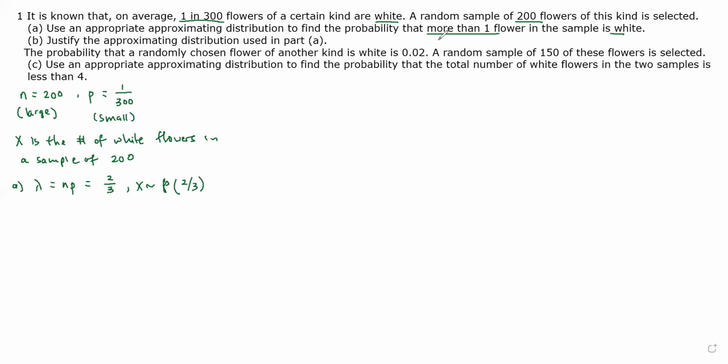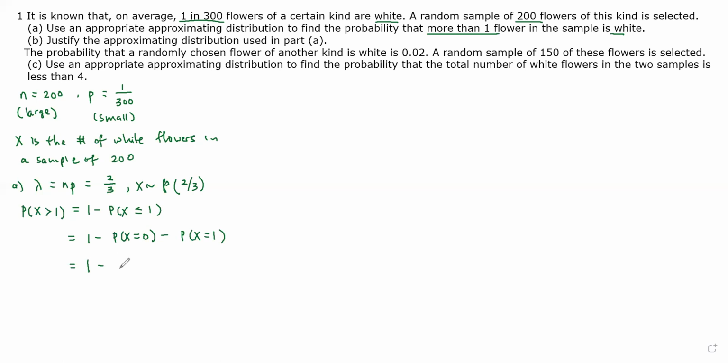We need to find the probability that more than one flower is white. We find the probability that X is greater than 1, and this is the same as 1 minus the probability that X is less than or equal to 1. We use the complement rule. The probability that X is less than or equal to 1 is equivalent to the probability that X equals 0 plus the probability that X is 1. We solve this using the Poisson formula.